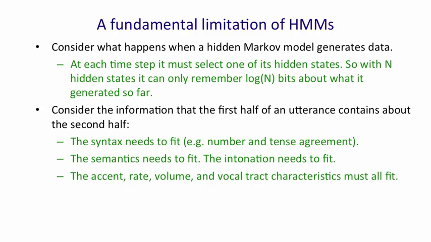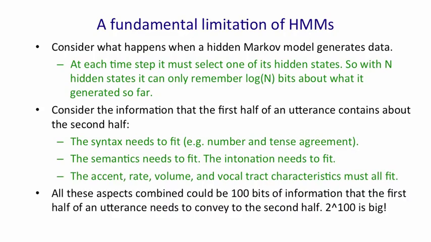And so if you wanted a hidden Markov model to actually generate a sentence, the hidden state has to be able to convey all that information from the first half to the second half. Now the problem is that all of those aspects could easily come to 100 bits of information. So the first half of the sentence needs to convey 100 bits of information to the second half, and that means the hidden Markov model needs 2 to the 100 states, and that's just too many.